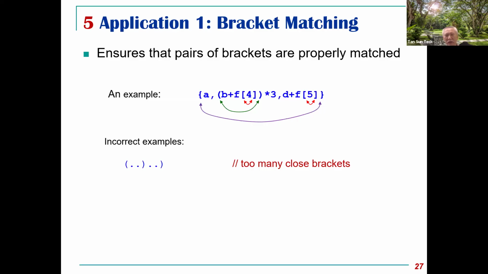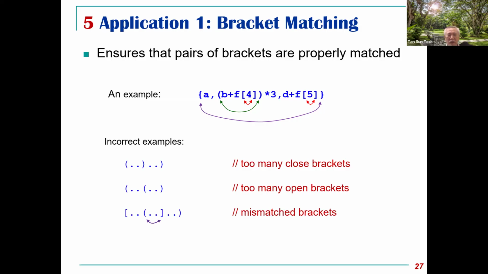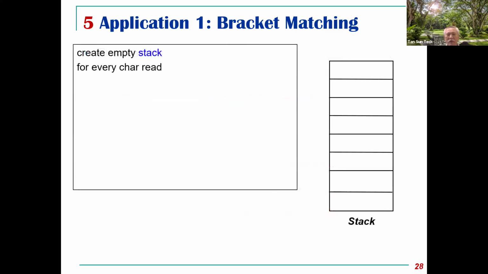We have only one opening and then there are two closing. So therefore, this is not correct. Or this one, too many opening, yeah? And then this one does not match. The bracket didn't match when you have a closing, but in front there's no opening, which is mismatched. So these are errors. Okay, so how do you do it?